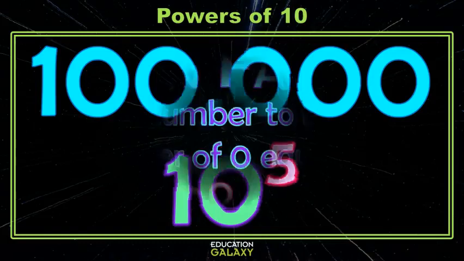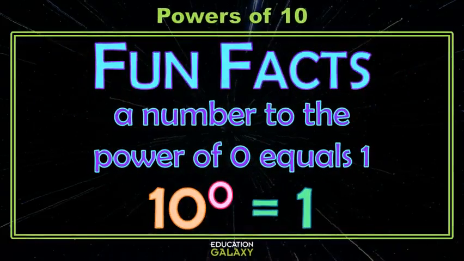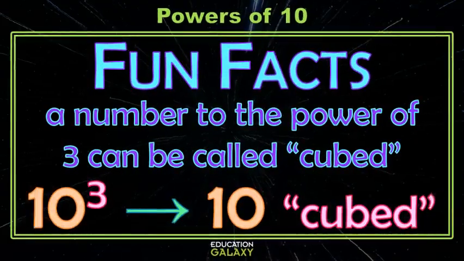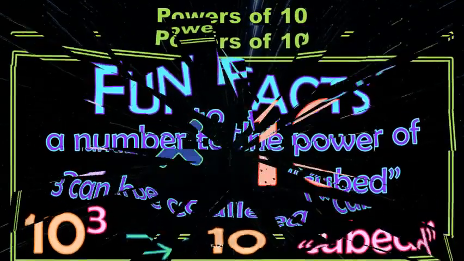A few fun facts. One is that any number to the power of 0 equals 1. Weird. Any number to the power of 2 can be called squared. Any number to the power of 3 can be called cubed. Okay, fun facts over. Let's try an example.